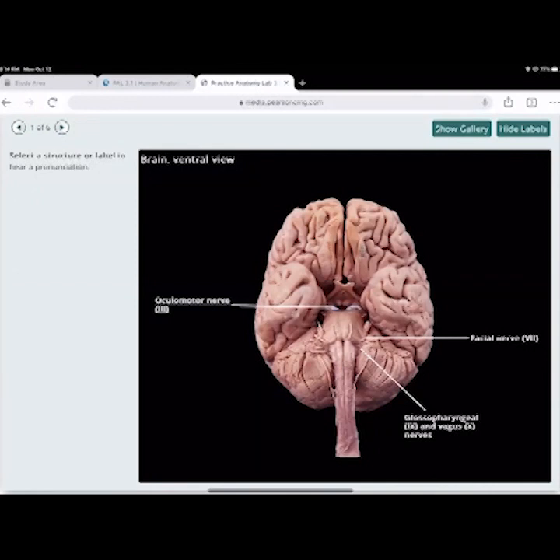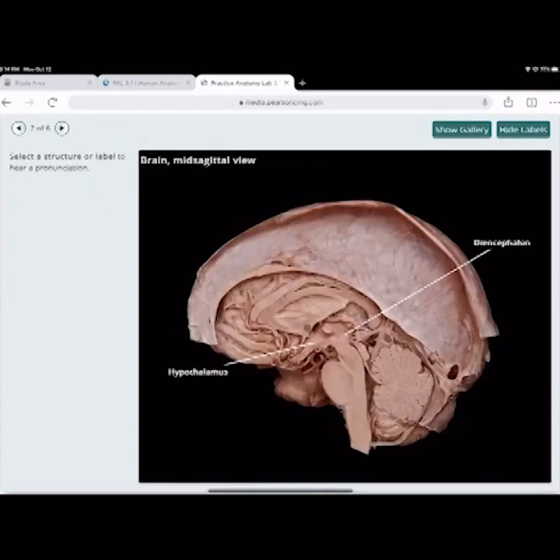So this is the oculomotor nerve, it's cranial number 3, the oculomotor. This is the facial nerve, cranial number 7, just below the pons there. And the glossopharyngeal nerve number 9 and the vagus nerve number 10 as they branch off.